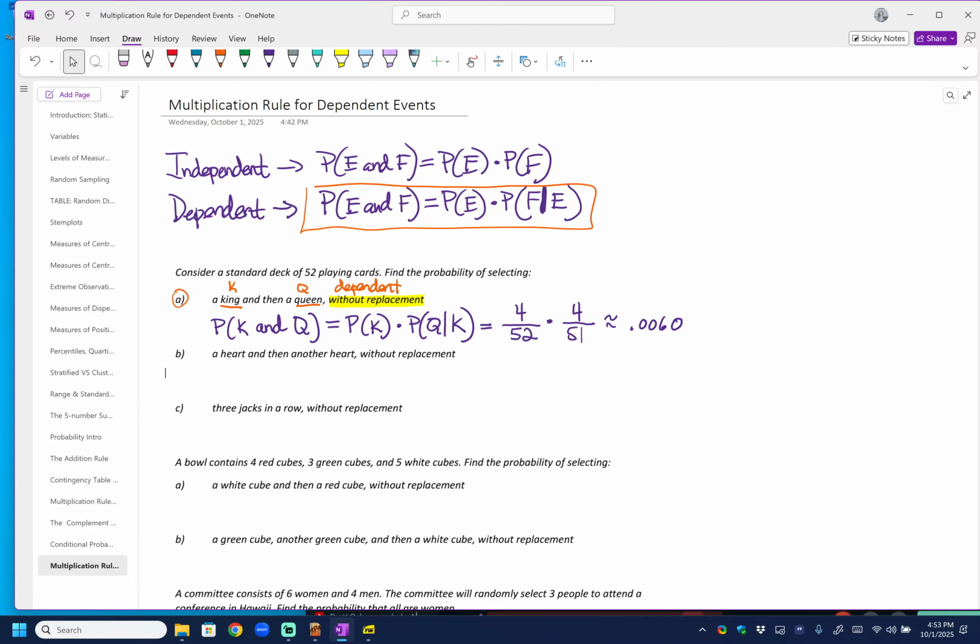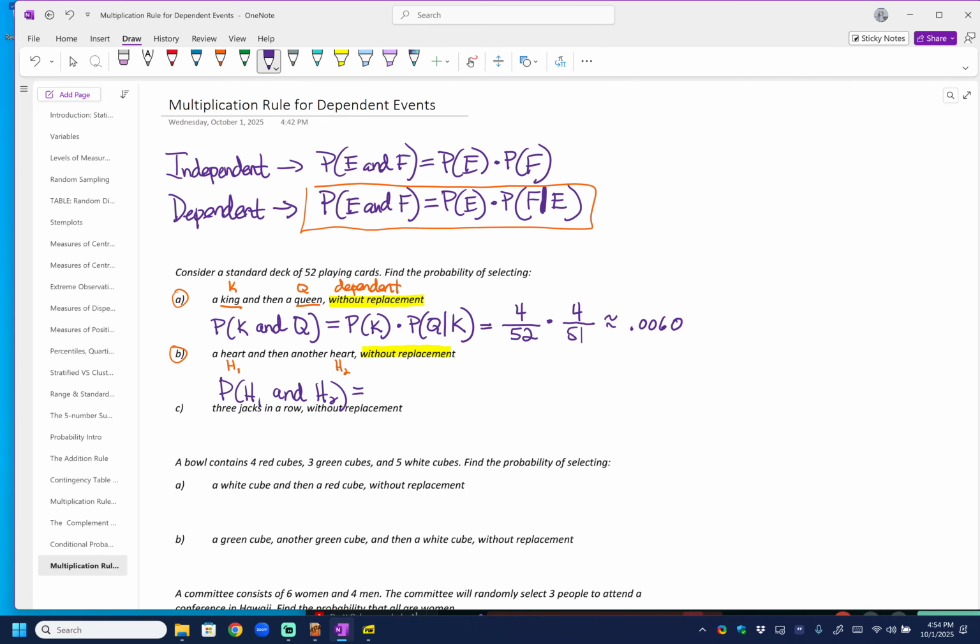It says, find the probability of selecting a heart and then another heart without replacement. So again, not going to write dependent, but because it says without replacement, we know immediately that that's going to be the case. We also want to label our events to make it easier to write. Because it says two different hearts, as we've done in a previous video lesson, I'm going to call them H1 and H2, which means that we are looking for the probability of H1 and H2, as in the first heart and then the second heart.